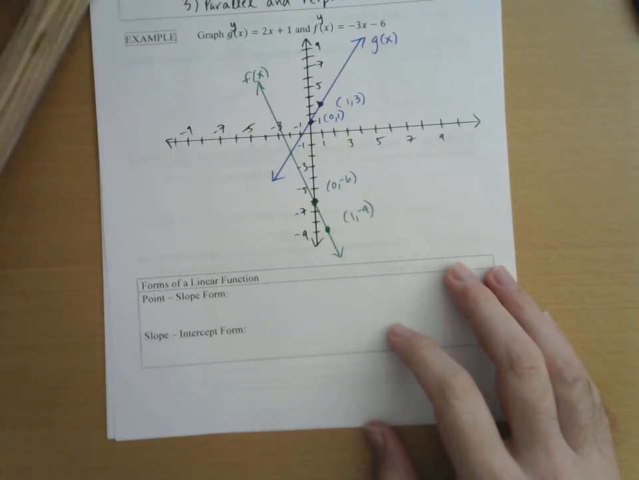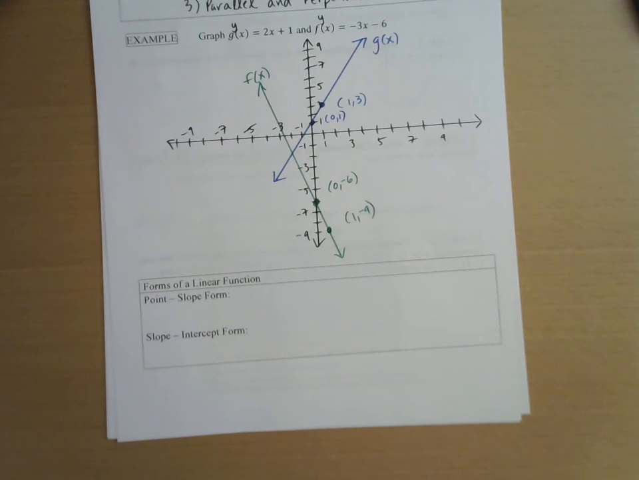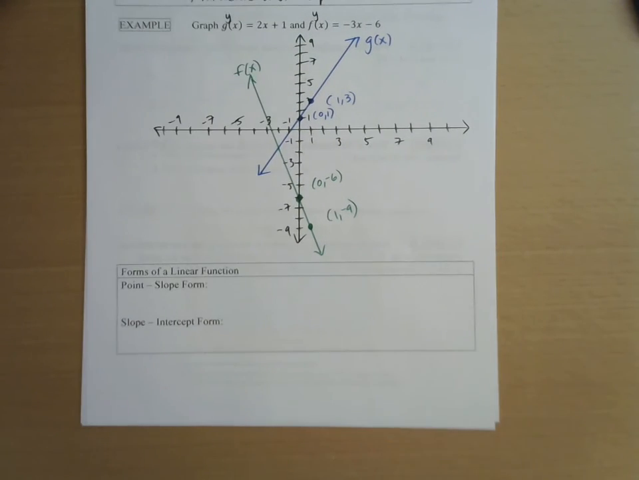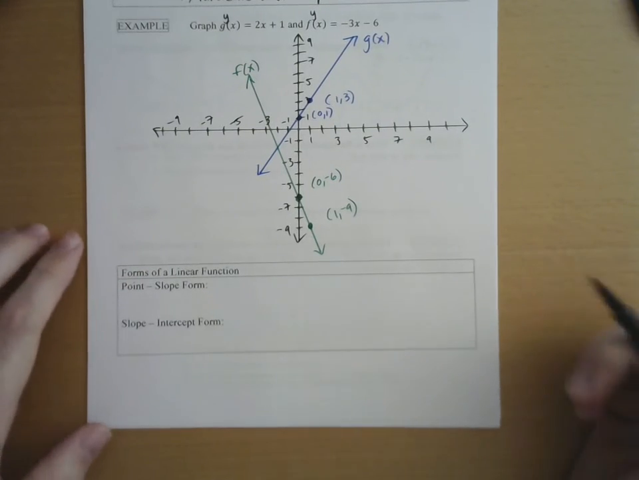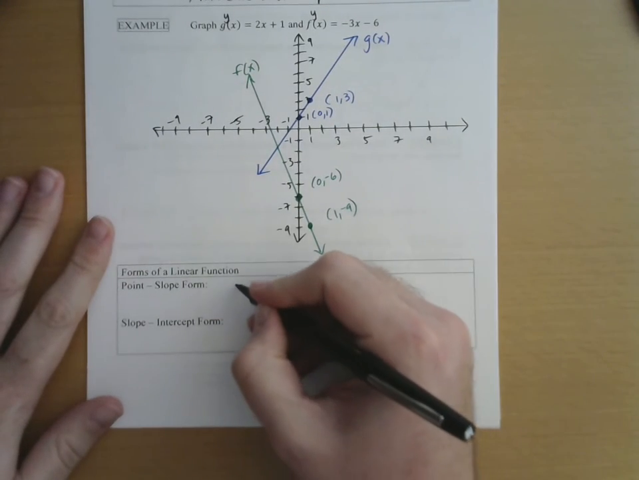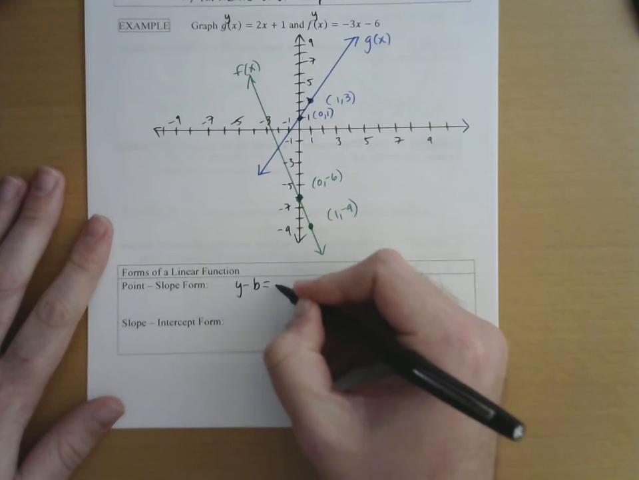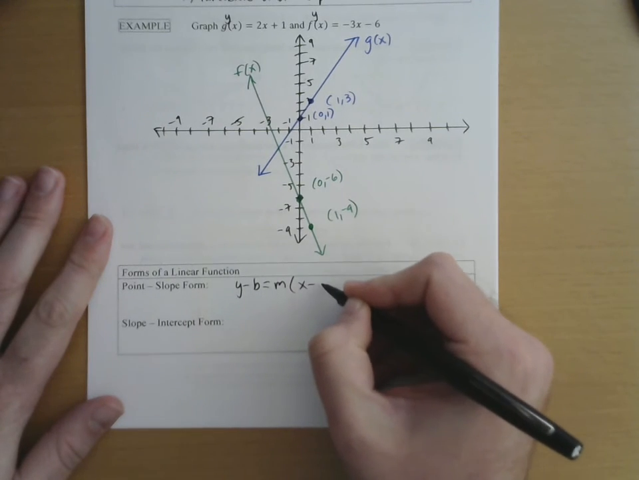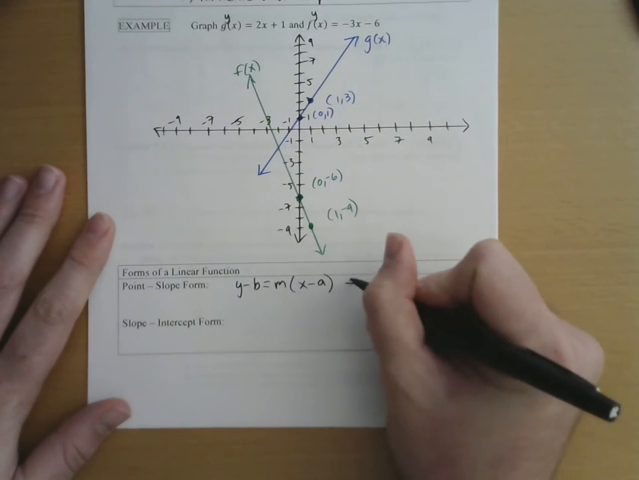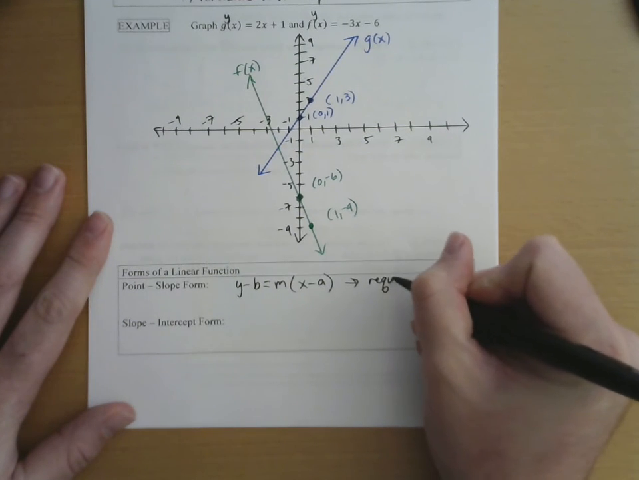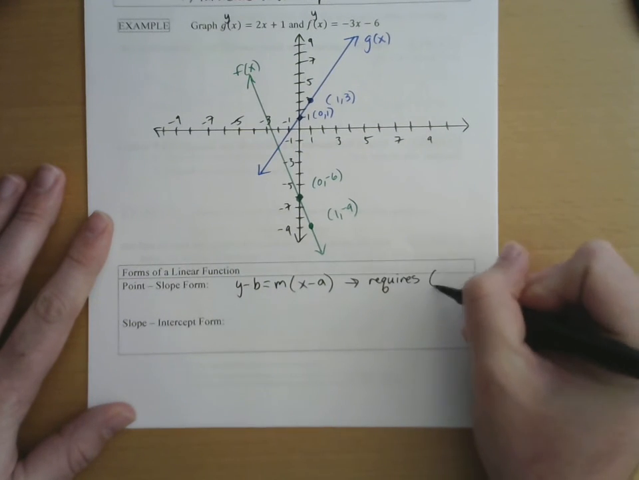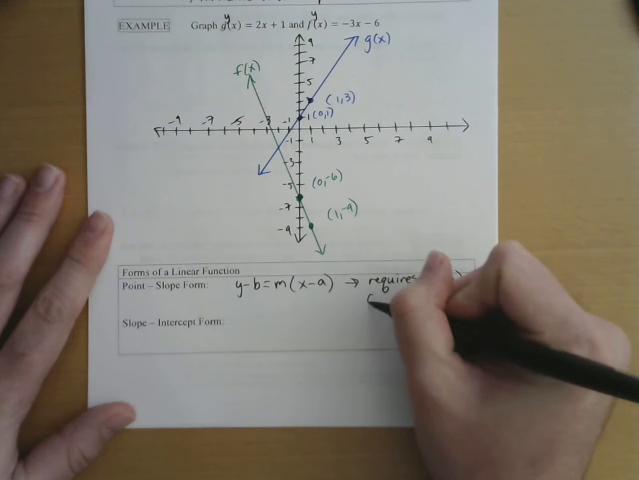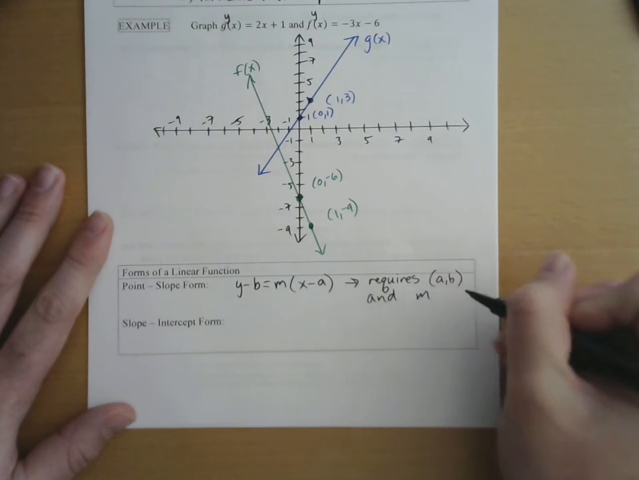So when we go to start looking at writing equations of linear functions, we want to think about the forms of the linear function, i.e. the forms of the linear equation. So the two most common that we're going to use are the point-slope form. Remember, point-slope is y minus b equals m times x minus a. And this requires a point, a comma b, and our slope m, or another point.